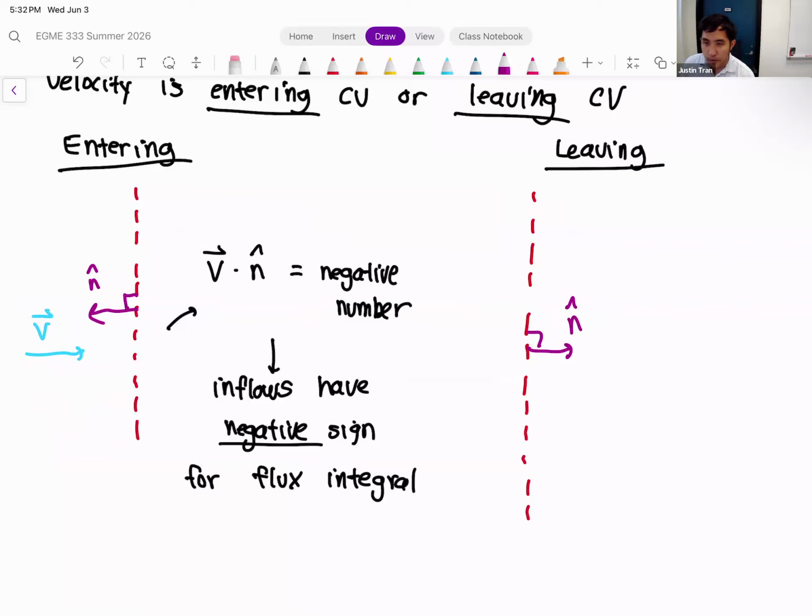We have our normal vector here. Now it's pointing to the right because now we're at the outlet face. We have our velocity, and our velocity is crossing our control volume, but this time it's leaving the control volume, right? So now n hat and our velocity are in the same direction. Now when you take their dot product, you get a positive number.